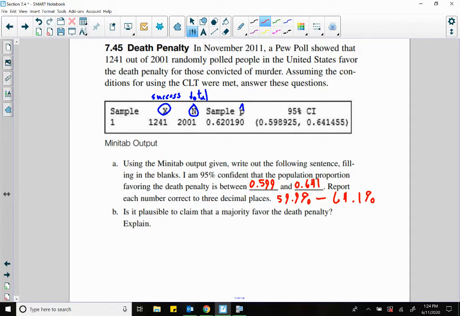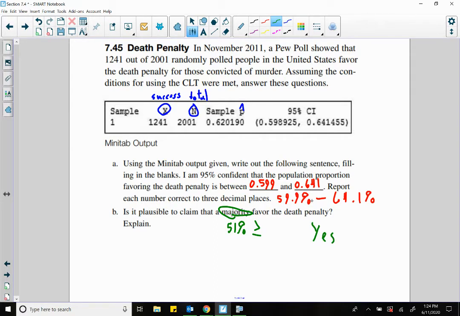Then down here it says, is it plausible to claim that a majority favor the death penalty? Remember, a majority means that you have 51% or above. Not 50%, because that's half. That's not a majority. 51% or above. So if you look at this confidence interval, do I have a majority? Absolutely.